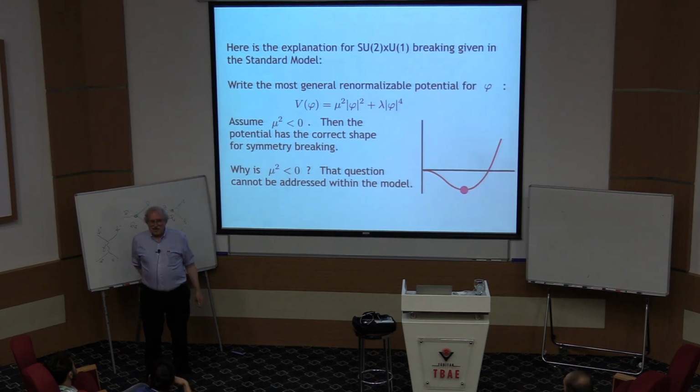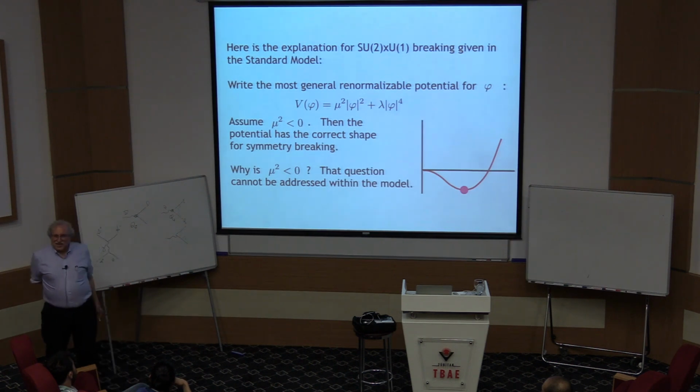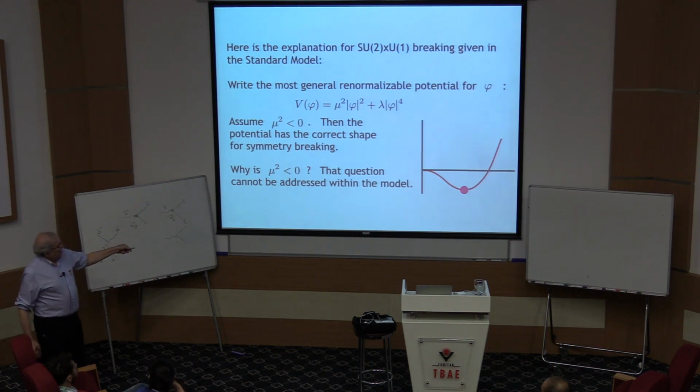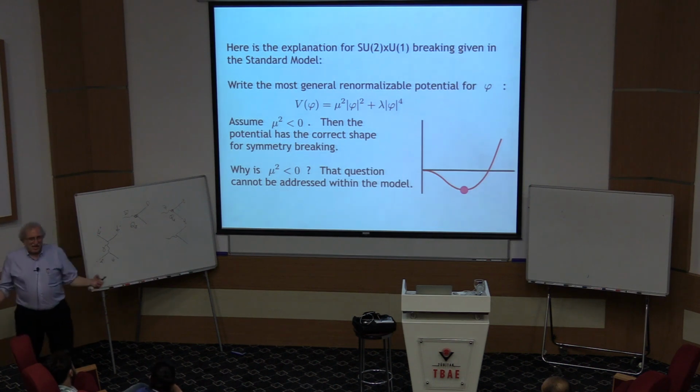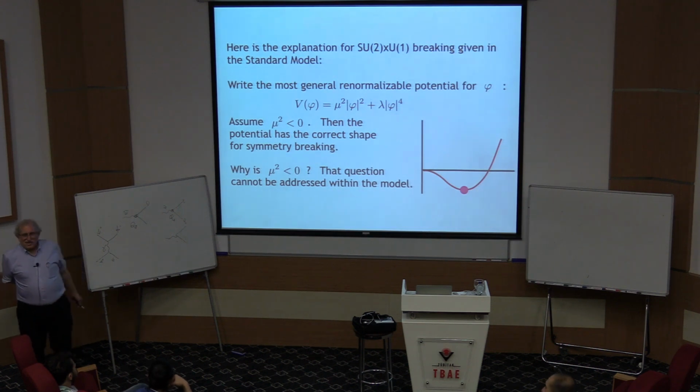And about that you can be partially happy until you ask the next question, which is, why did I assume that mu squared is less than 0? I could equally well have assumed that mu squared is greater than 0, in which case the potential would have a completely different shape, the W and Z would be massless, and the world that we live in would be like another universe. Okay. So unfortunately, the answer to this question cannot be addressed within the model. It's just an assumption of the model that mu squared is negative.